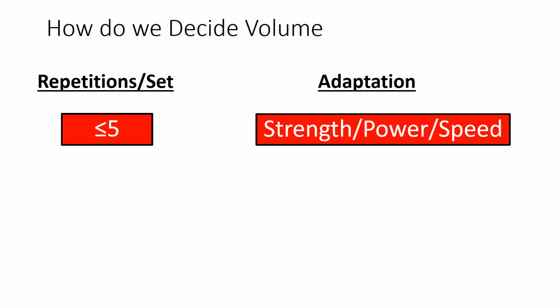And then for power and speed, we are limiting the amount of within-set fatigue. After about 5 repetitions, speed of movement is diminished, and power of movement goes down because speed goes down. So we aren't training that adaptation to the same extent. We generally prescribe around 5 or fewer repetitions for strength, power, or speed.